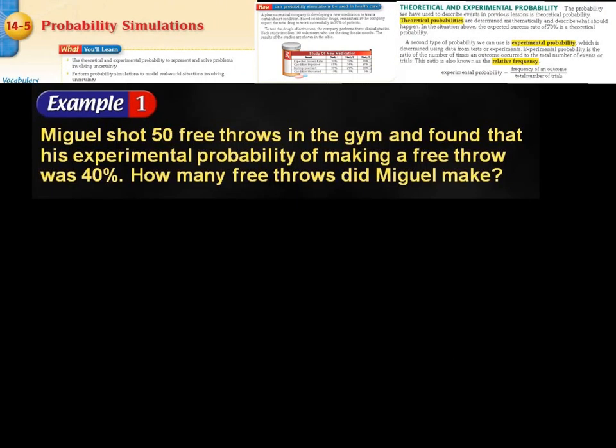Miguel shot 50 free throws in the gym and found that his experimental probability of making a throw was 40%. How many free throws did Miguel make? First, we want to write 40% as a decimal, so 0.4. "Of" always means times, so 40% of 50 is 20.